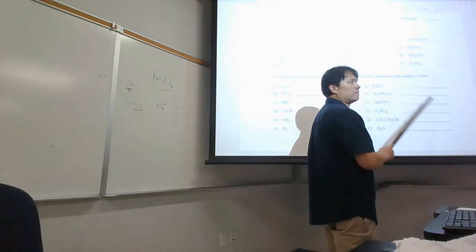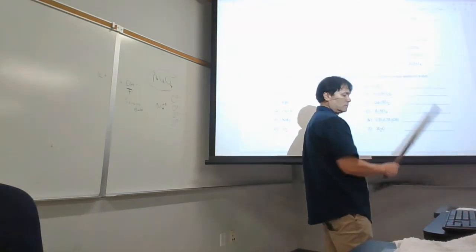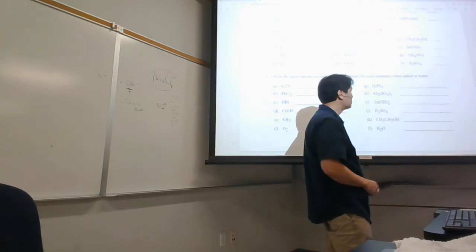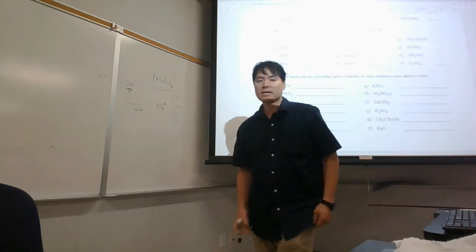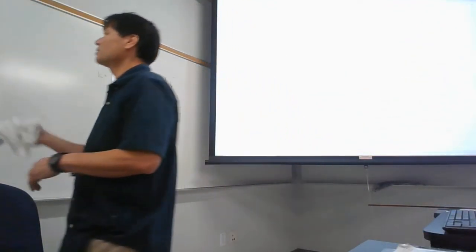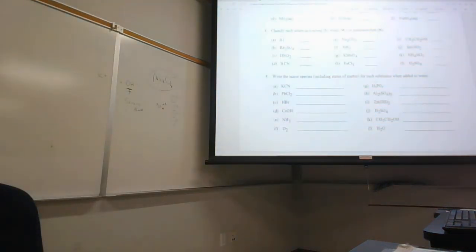What's this next one? Sulfuric acid. Sulfuric acid is a strong acid? Strong acids are strong electrolytes. Strong electrolytes dissociate or hydrolyze completely. But this one's complex too. Do you guys remember? What does it dissociate into? So H2SO4, strong acid, dissociates into what?